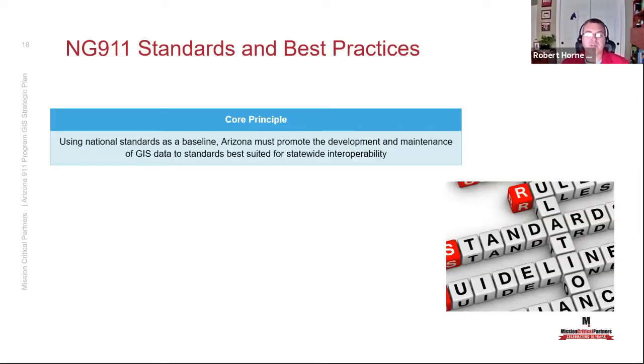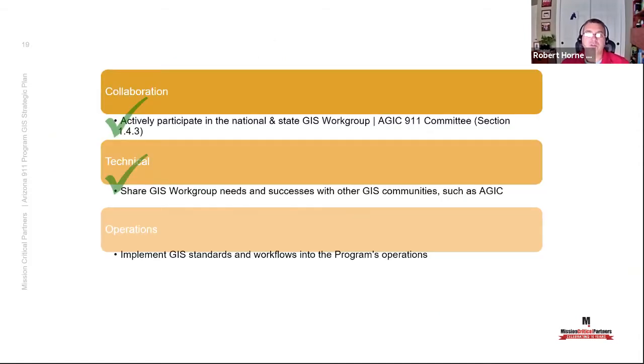All right, standards and best practices. Arizona has done a fantastic job of developing local standards based on national standards. Some of them follow to the letter, some of them are more strict, but I think that Arizona is well aligned with where they need to be for statewide interoperability. It's now rolling those standards down to all of the GIS data that goes into Next Gen 911.